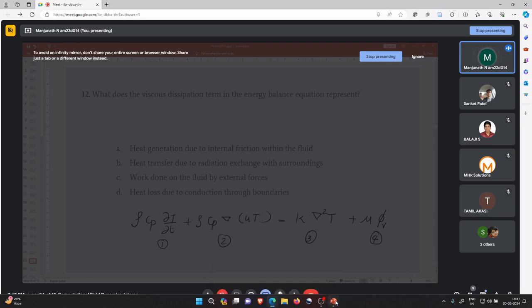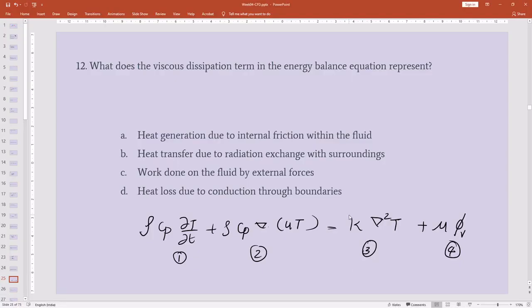Yes, it's the fourth term. Simply we can find it due to the presence of mu itself. So this is the viscous dissipation term. In the fluid momentum equation, we have seen that the viscous terms give the effects due to what? Viscous effects between different layers of the fluid.